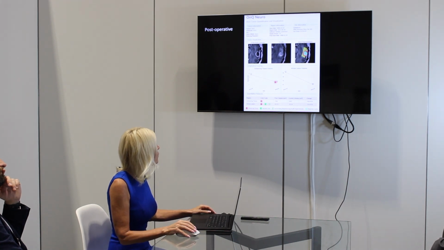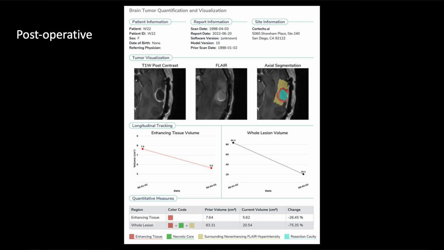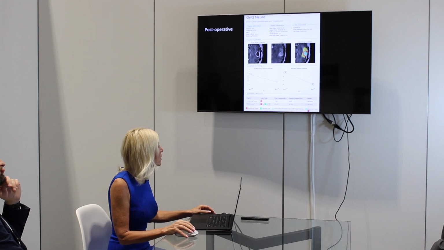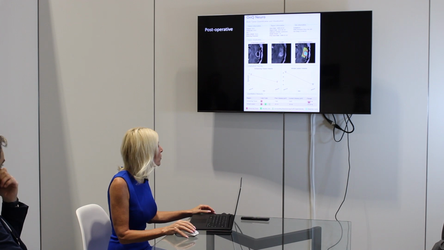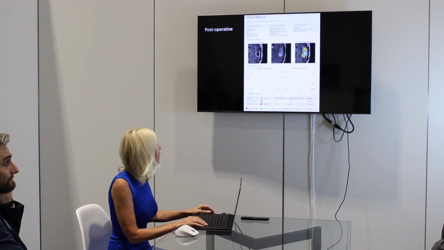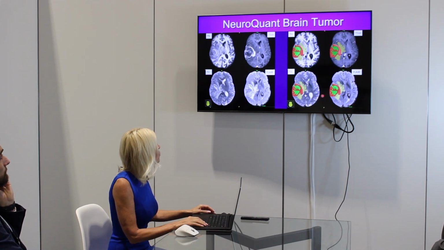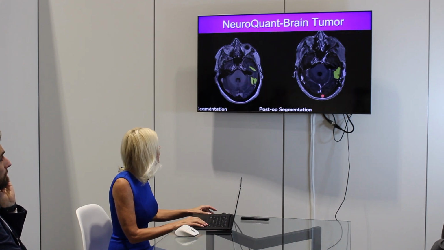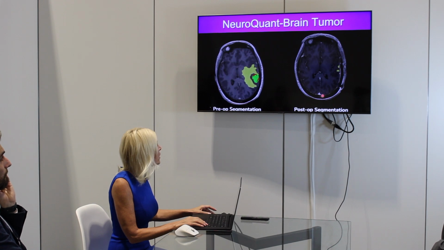And then this is all plotted for you here, so you can track your enhancing tissue over time and whole lesion volume over time. You notice the whole lesion volume, the resection cavity is excluded from that. So the red's the enhancing tissue, the necrotic core, and the surrounding non-enhancing FLAIR hyperintensity. So here's another look here at segmentation and what this looks like. And then again, pre-op and post-op segmentation.